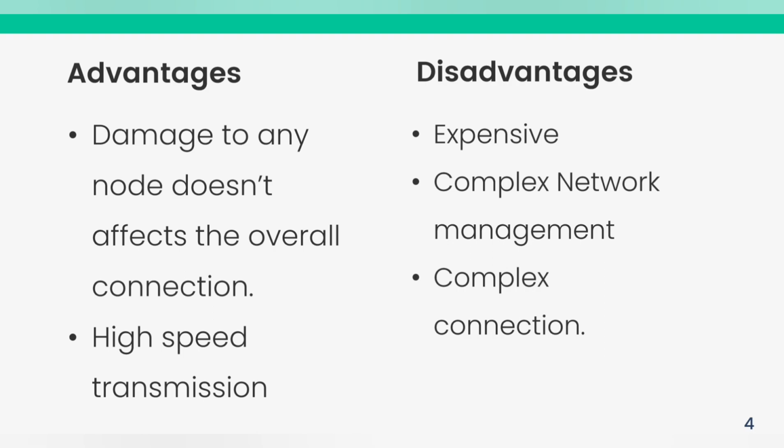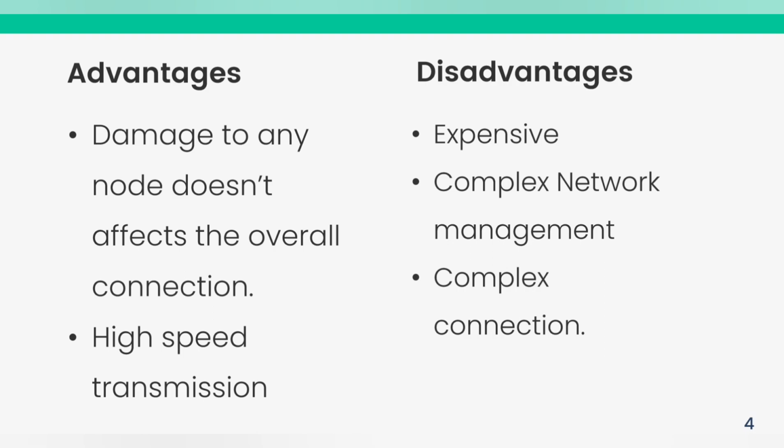Advantages of mesh topology are that damage to any node doesn't affect the overall connection, and it offers high-speed transmission. Data transmission in mesh networks can be secure because traffic is limited to devices that need to communicate. Disadvantages of mesh topology are that it is expensive to set up, with complex network management and complex connection.